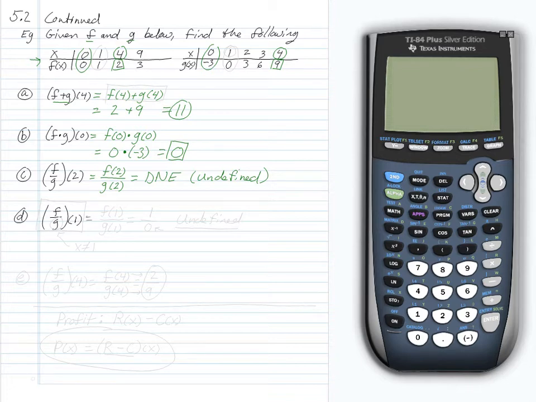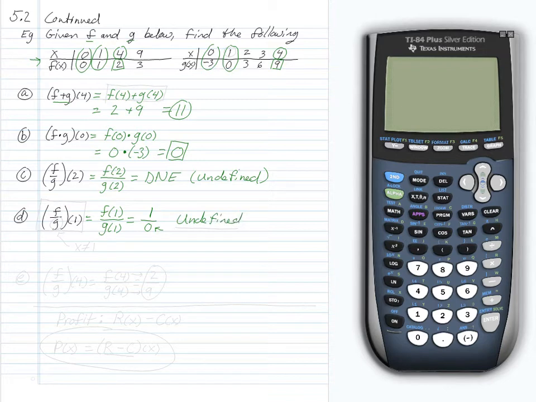On the other hand, f over g of 1, well, we can figure out what f of 1 is, and we can figure out what g of 1 is. Both of those are defined. Now, f of 1 gives us an output of 1, and g of 1 gives us an output of 0. Well, this is a problem. We're not allowed to have 0 in the denominator, so this is also undefined.